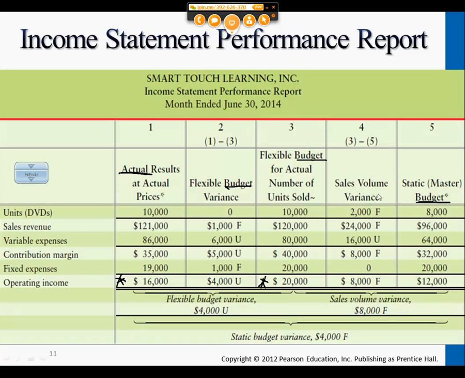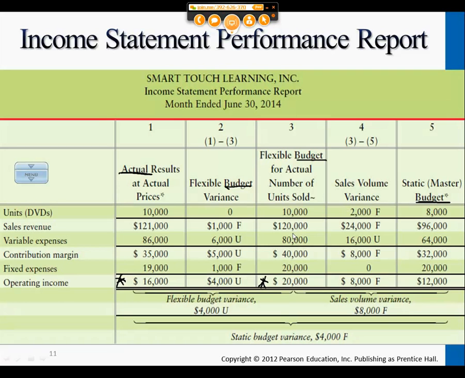Okay, the same goes for the sales volume variance. We need to identify the difference between the flexible budget for actual numbers of units sold and the static master budget. So I take one, I subtract the other one, right? I budgeted 8,000, but I actually sold 10,000, my actual number from the flexible budget, right? So that gives me 2,000, great. I sold more than I thought I would.